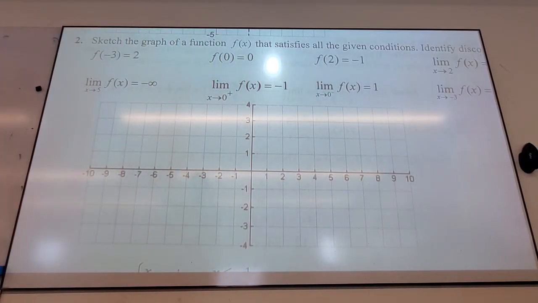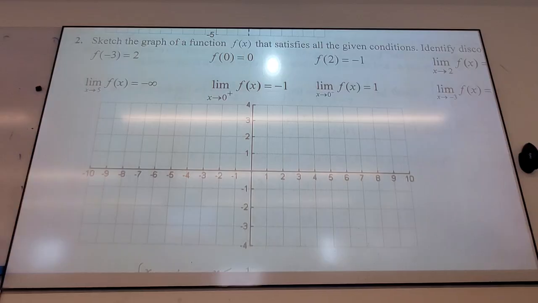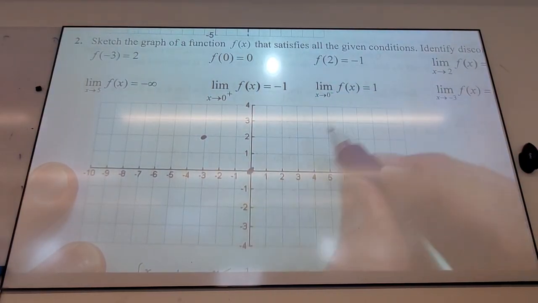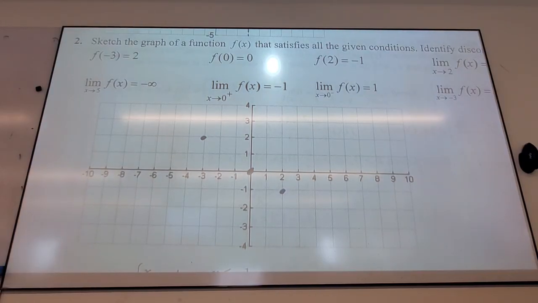But I can definitely, those first 3 are points. I can just plot those. I got my anchor points. So I know at -3, this is supposed to be a 2. At 0 is supposed to be a 0. And at 2 is supposed to be a -1. I'm like, yay! But don't make it a line. That sucks.